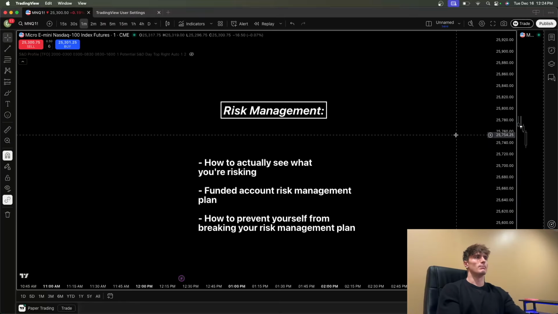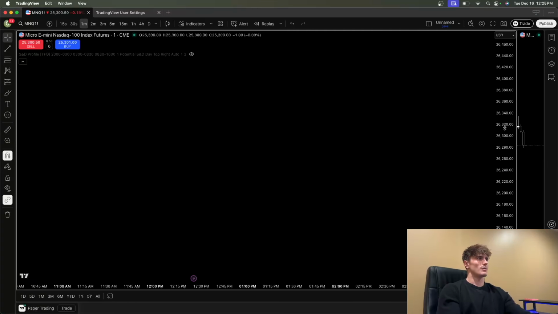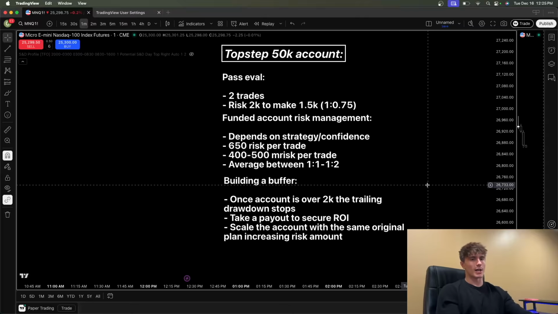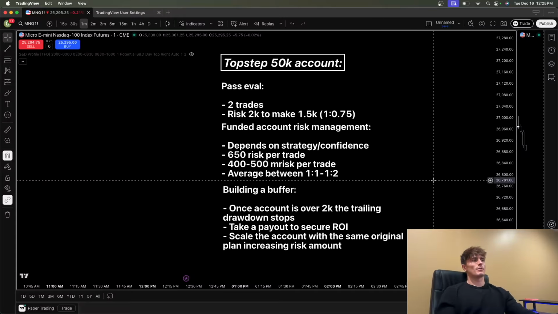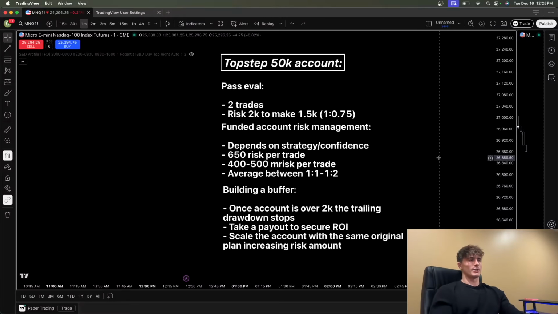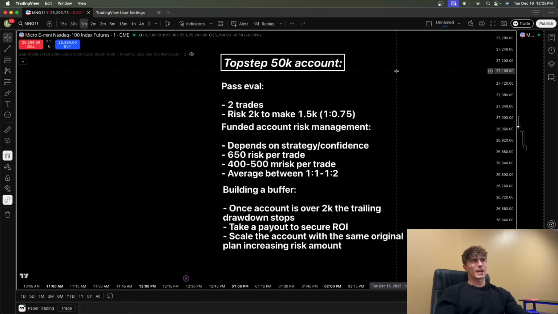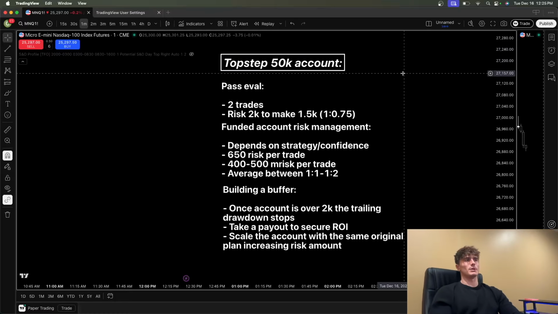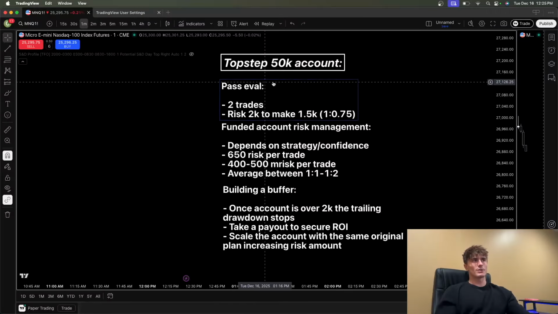So I want to go over my risk management plan. I had this already mapped out. I came prepared. So we'll start from the very first thing. With a Top Step 50K account, which seems to be the most common account that people use, first we have to pass the eval.